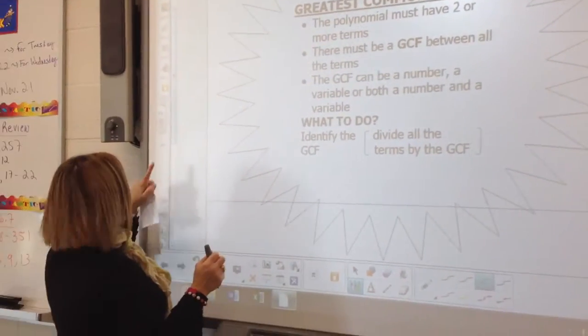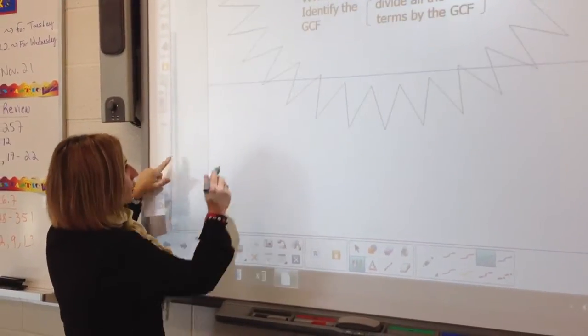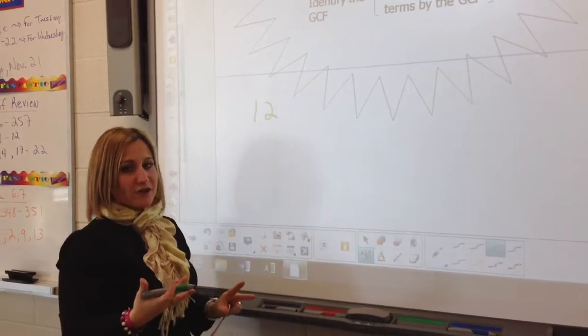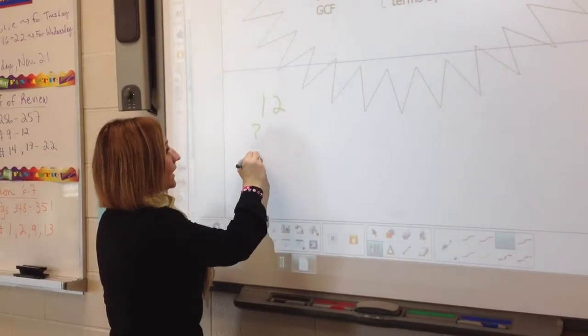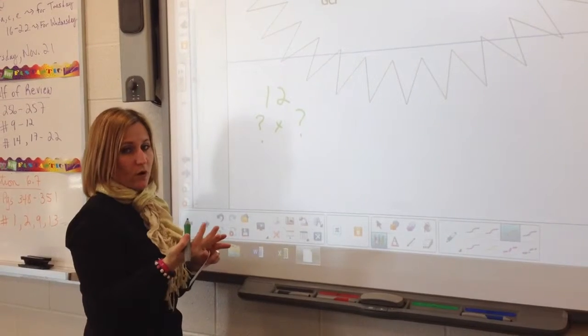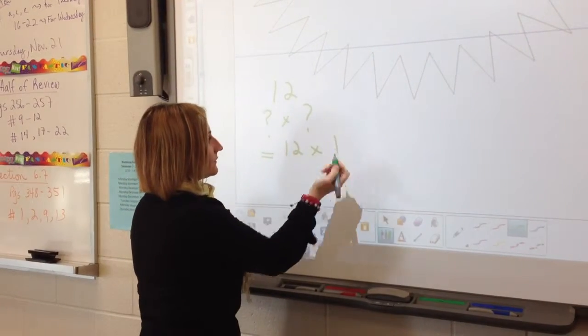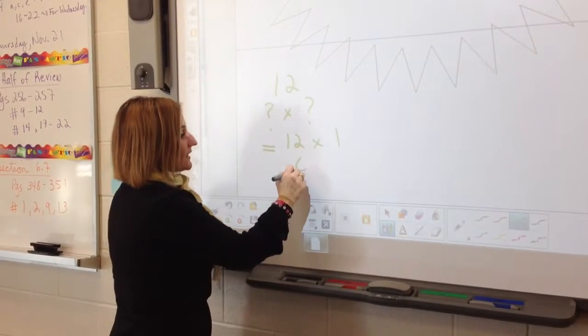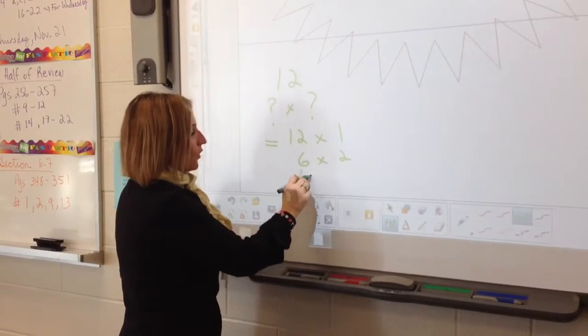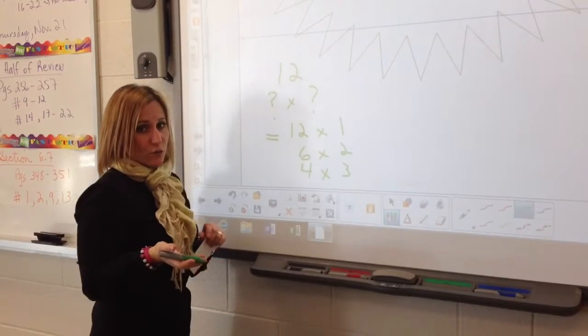If I gave you the number 12, and I asked you for the factors of 12, in other words, what times what is going to give me 12? That's easy. You guys would simply say 12 times 1 gives you 12. Or 6 times 2 gives you 12. Or 4 times 3 gives you 12.